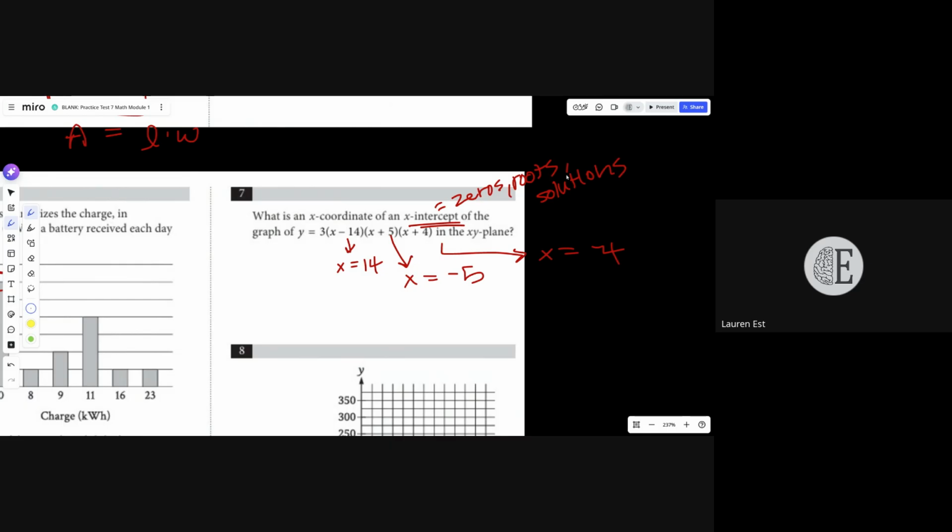This is the same thing. So pick one. It doesn't specify if it's positive or negative. I'm going to pick 14. I'm going to move on.